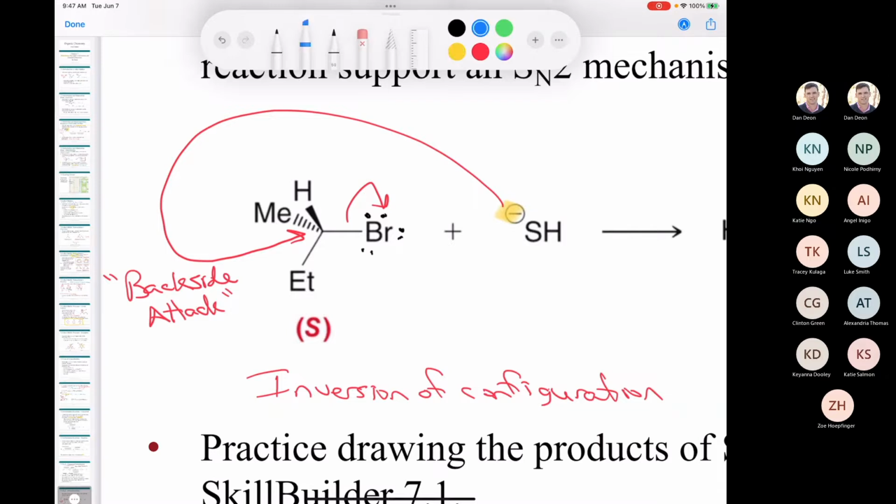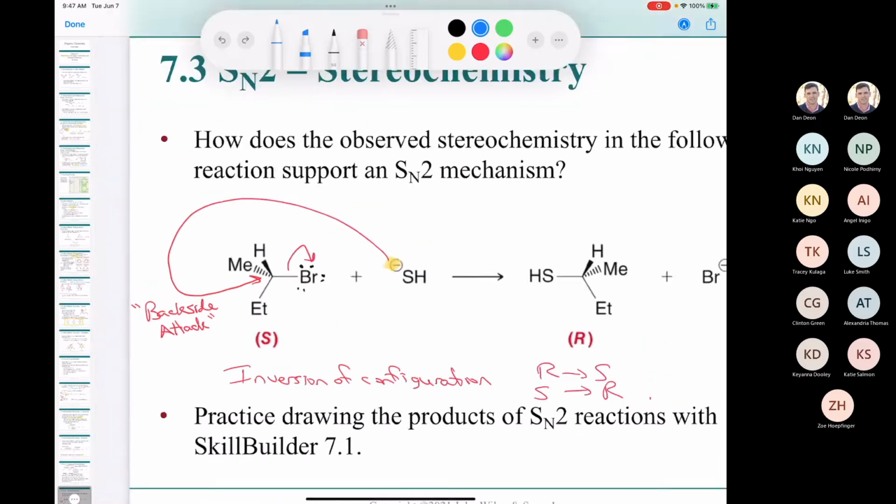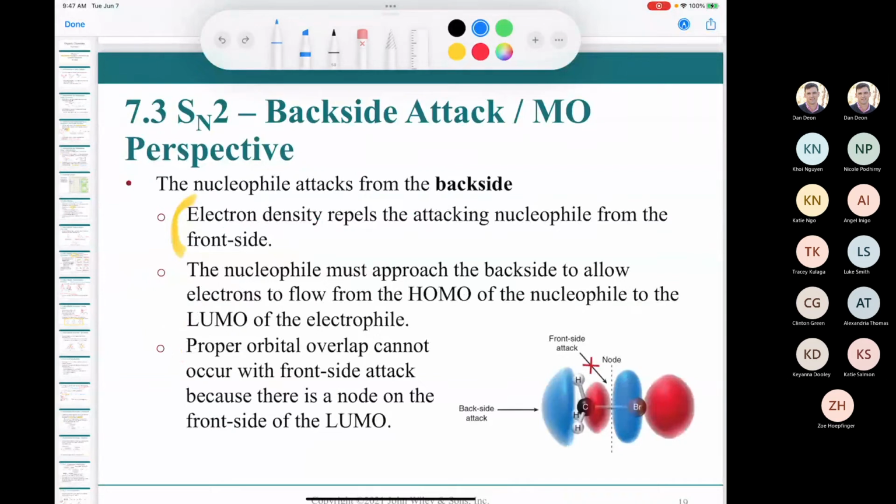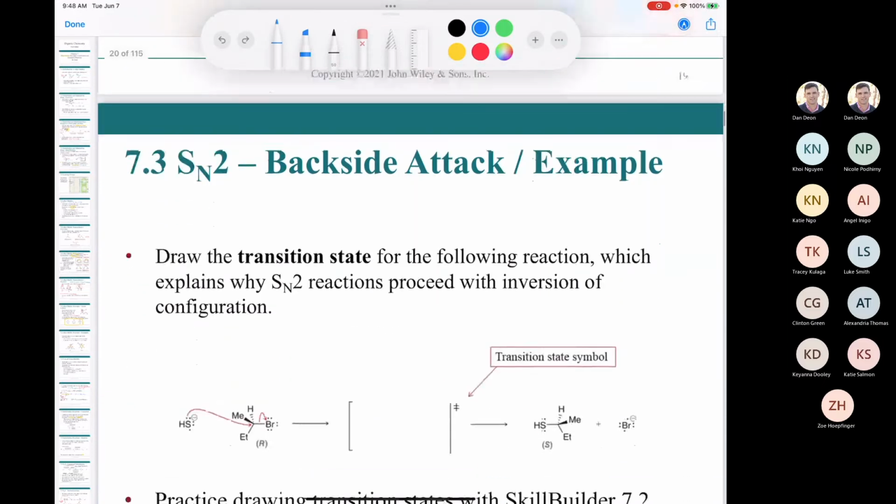So this thing doesn't want to attack from the front side, because then, drawing with just a regular pen here, it doesn't want to do this because then the negative charge has to get too close to all the electrons, which aren't even bonded on this halogen. And that is why I think it's the easiest explanation for why the nucleophile attacks from the back side of the molecule. If you want to read the whole section about the molecular orbitals and why that happens, it's because it doesn't encounter a node, go ahead and do that, but I will not be asking you any questions about MO theory with respect to backside attack.